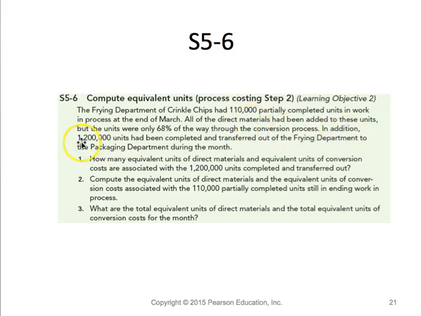In addition, 1.2 million units had been completed and transferred out of the frying department. Oh, this is only for April, transferred from the frying department to the packaging department during the month. So we're going to have 1, 2, 3 here. How many equivalent units of direct materials and equivalent units of conversion cost are associated with the 1.2 million units completed and transferred out? So it's here.